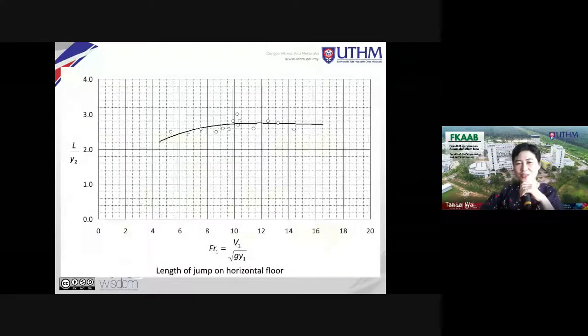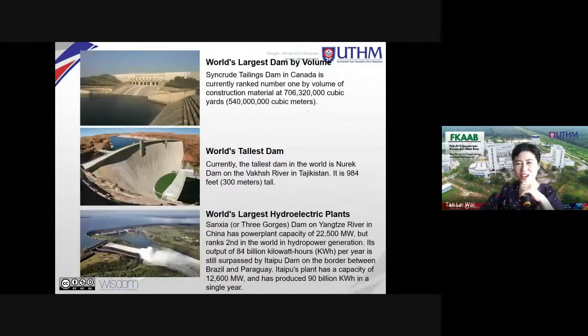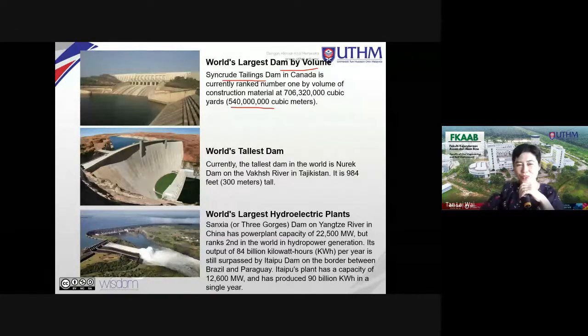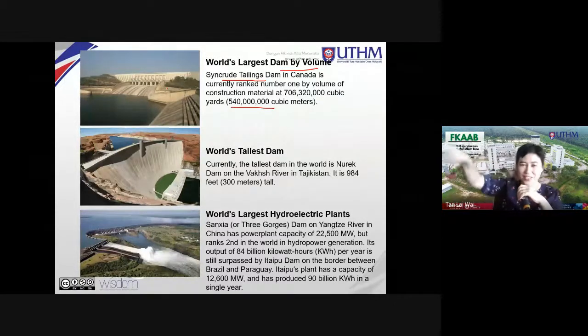So let's check out what is the largest, tallest dam in the world. The world's largest dam by volume is the Syncrude Tailings Dam. This dam is about 100 meters tall, more or less. It's not the tallest, but it has the largest volume. The volume is 540 million meter cube, compounded by the reservoir behind the dam.